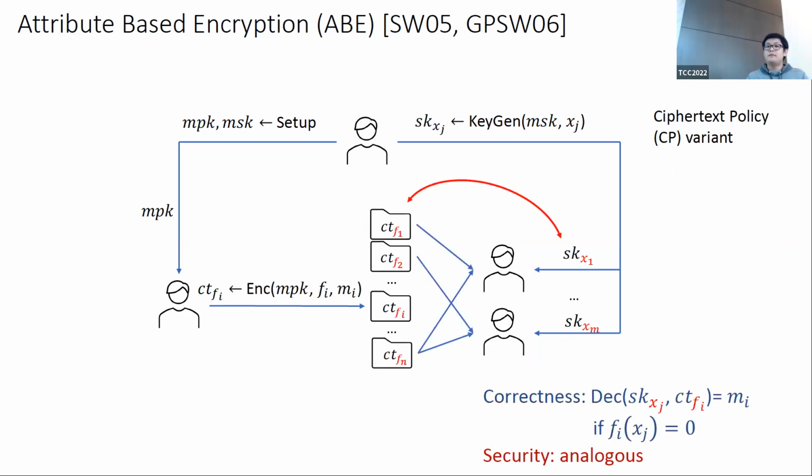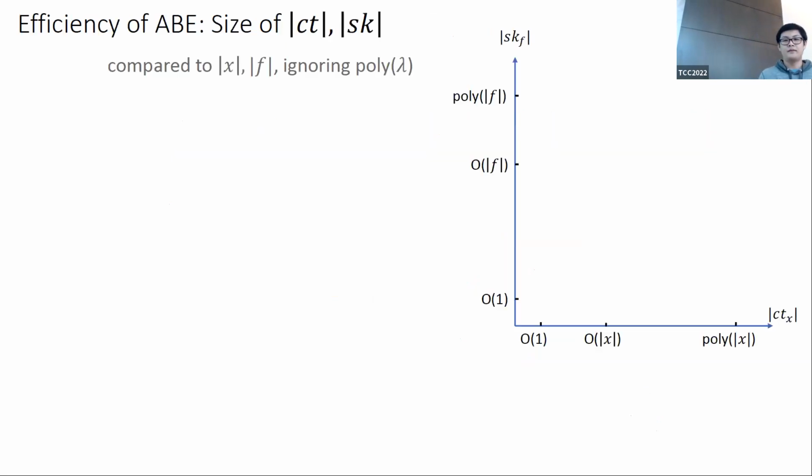The other, CP variant, is similar, but the roles of the policy and the attributes are flipped, and correctness and security are defined analogously. An important aspect of the efficiency of ABE is the size of the ciphertext and secret key. We measure those against the length of the attribute X and the description of the policy F.